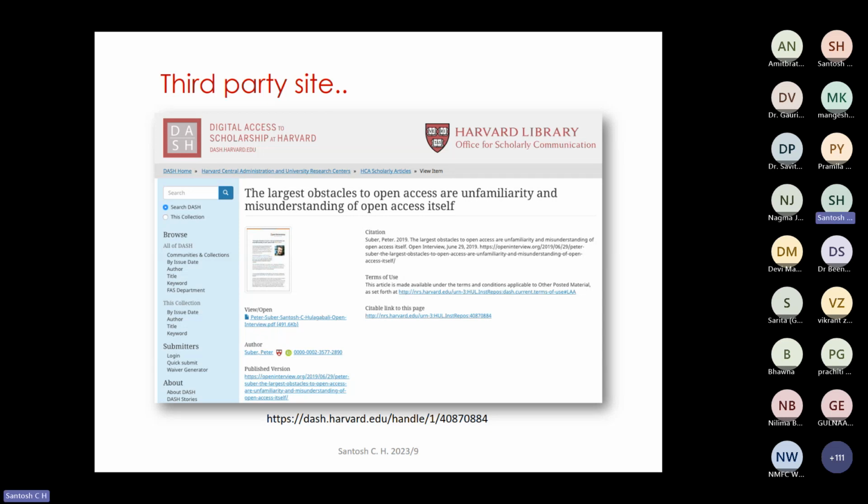So you should not be hesitant to check that. It's good because you can share that link online, right? You can share that link online. Now here is an example, again, a third party website.